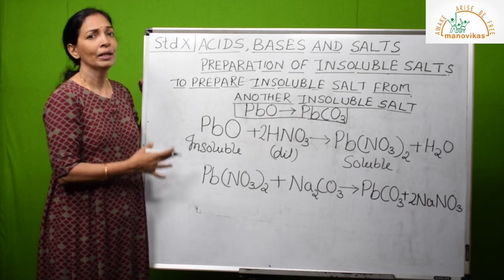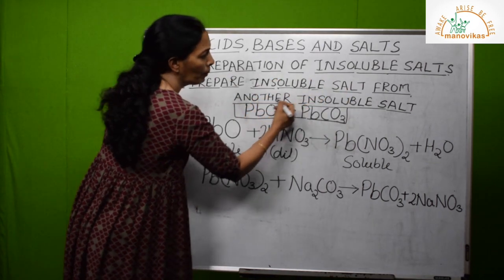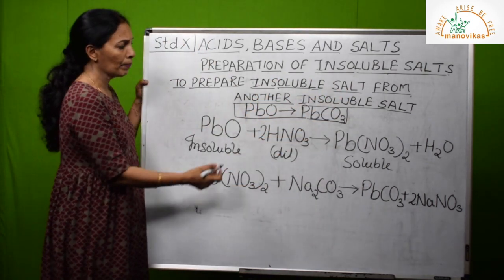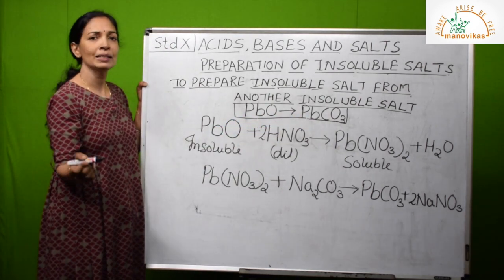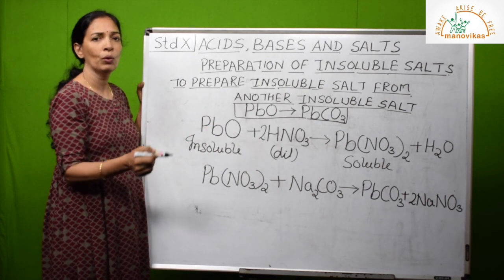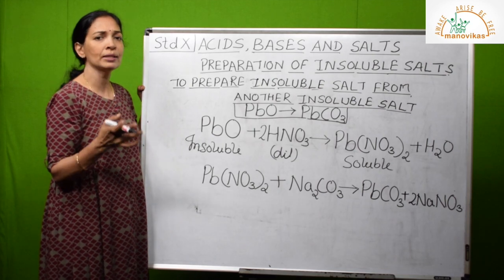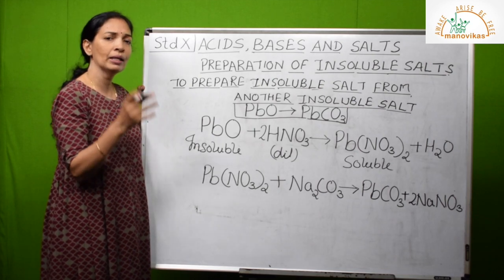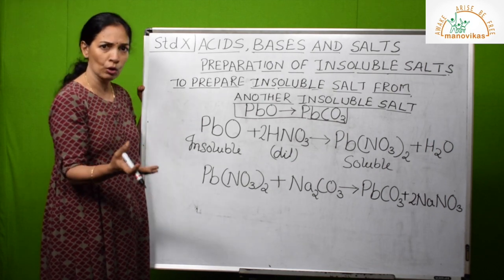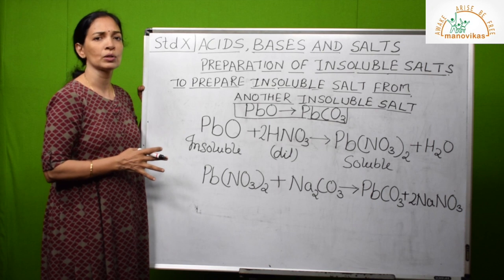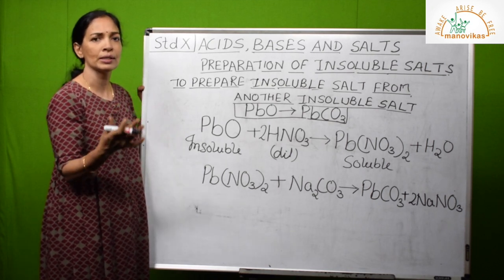Then there is a different way. There are two steps. To prepare an insoluble salt from another insoluble salt, let us suppose we have to prepare PbCO3, lead carbonate, which is insoluble, starting with PbO, lead oxide, which is also insoluble. In the first step, we will convert the given insoluble substance into a soluble salt, and then, treating that soluble salt with a suitable substance, we will convert it into the desirable salt.